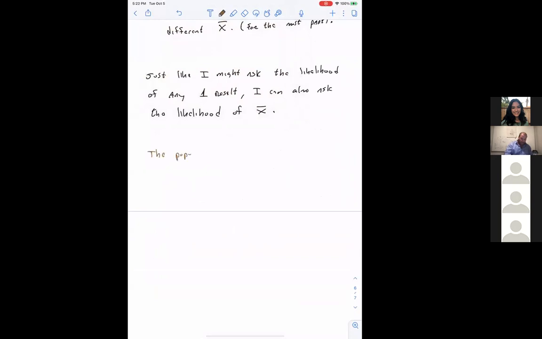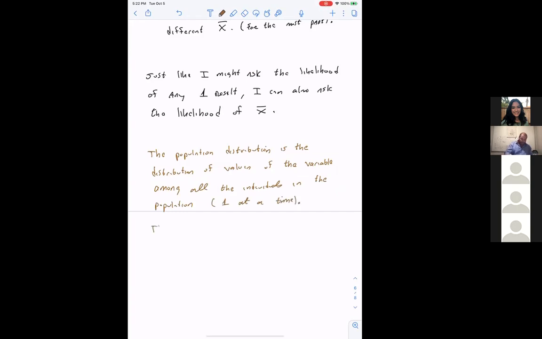The population distribution is the distribution of values of the variable among all the individuals in the population. When you look at them one at a time.